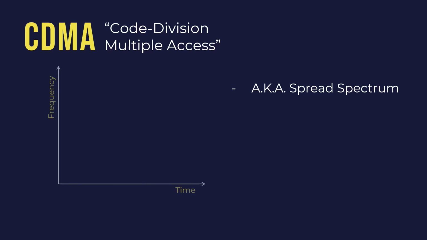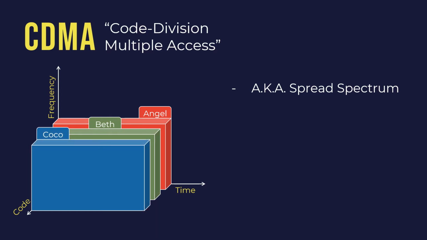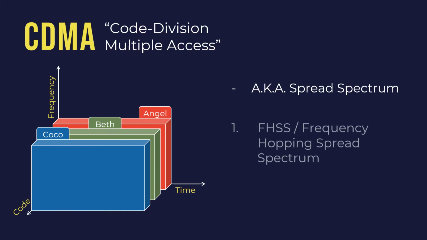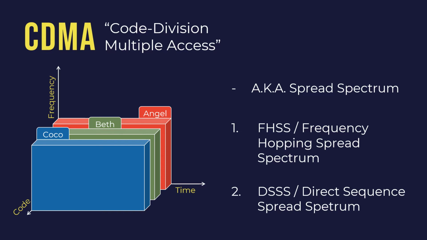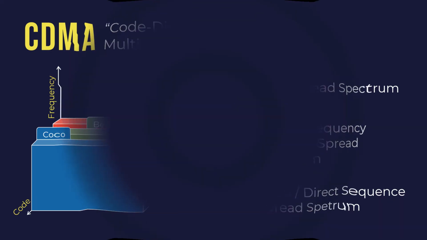CDMA can be visualized by adding one more dimension to our graph, which is code. In CDMA, even in the same frequency and time, users are distinguished by codes. CDMA has 2 approaches: FHSS or Frequency Hopping Spread Spectrum and DSSS or Direct Sequence Spread Spectrum. Between them, DSSS is used by a higher percentage of cell phone systems.